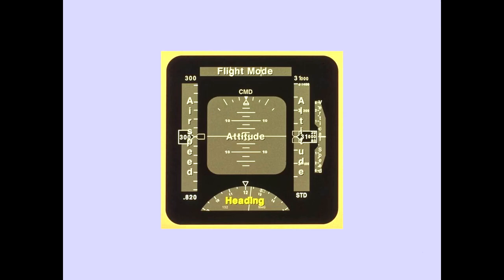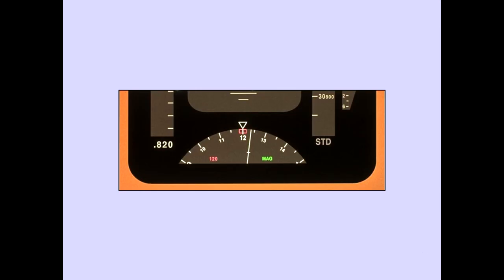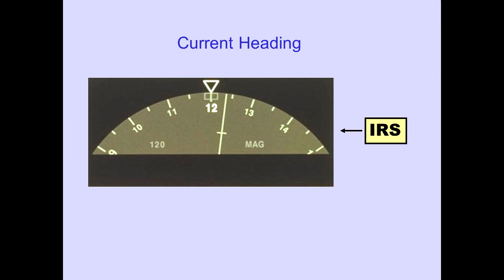Finally, let's look at the heading indication. The heading indication is located on the bottom of the PFD. Current heading is displayed in the center of the arc below the heading pointer. The selected IRS provides this information.